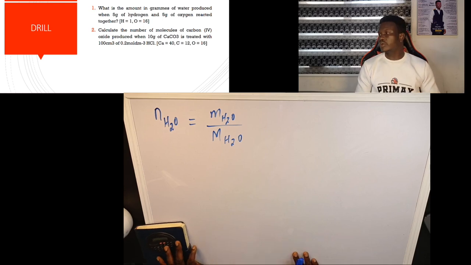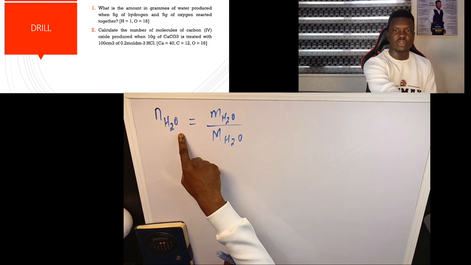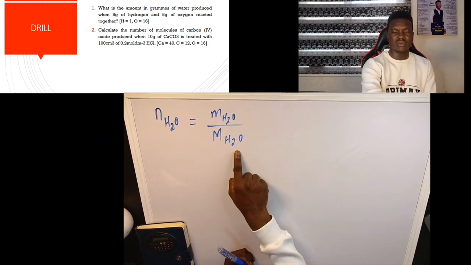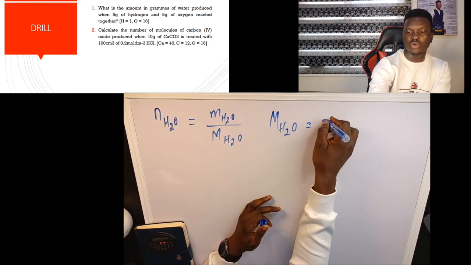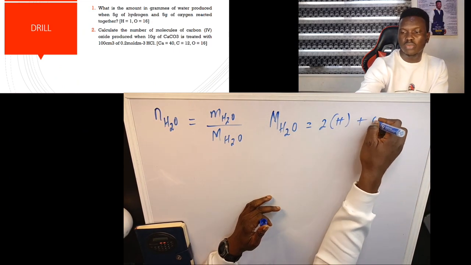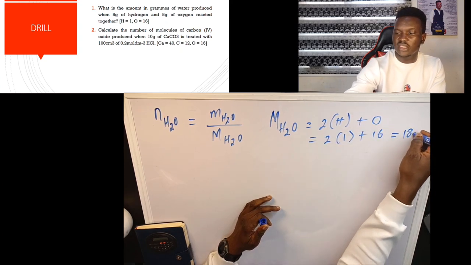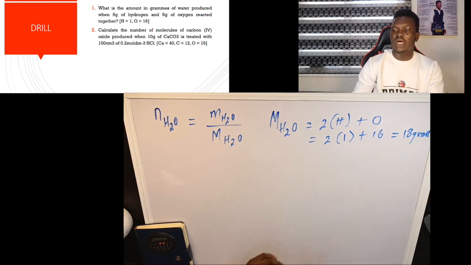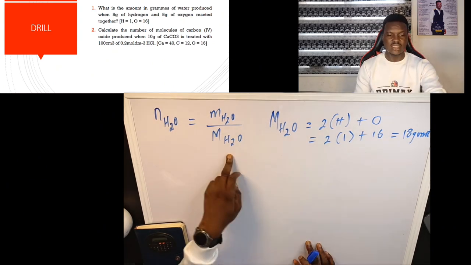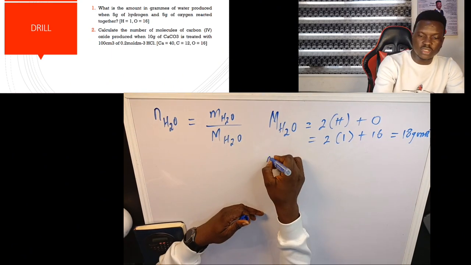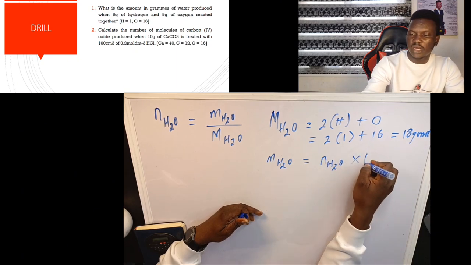The second scenario is, how do I get there? I want to get the mass of water. I don't know the number of mole, but I can calculate the molar mass of water. So the molar mass of water, like we did the last time, is going to be 2 into hydrogen plus oxygen, that is 2 into 1 plus 16, and that's going to be 18 gram per mole. So the molar mass of water is 18 gram per mole. Now that I've gotten the molar mass, I want to calculate mass. So the mass of water is going to be the number of mole of water multiplied by the molar mass.